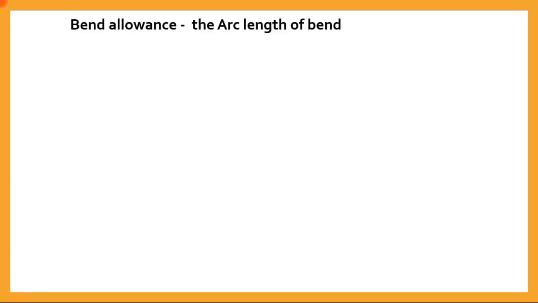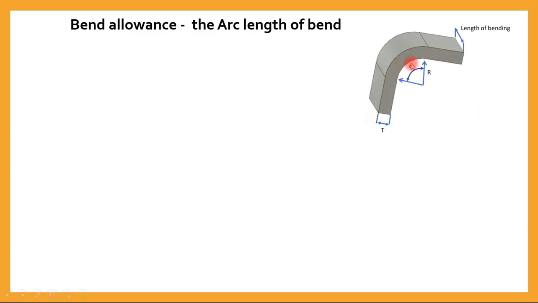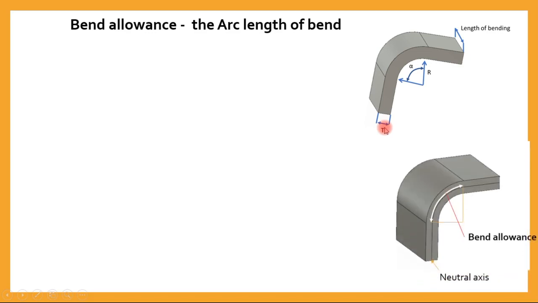Now let's have a look at how this bend allowance can be calculated for a bend based on the parameters which we have seen earlier. So these are the parameters which we have seen earlier. The length of bending, alpha is the angle of bending, r is the inner radius of bending, and t is the thickness. And this is the bend allowance which we need to calculate as the length of the arc.